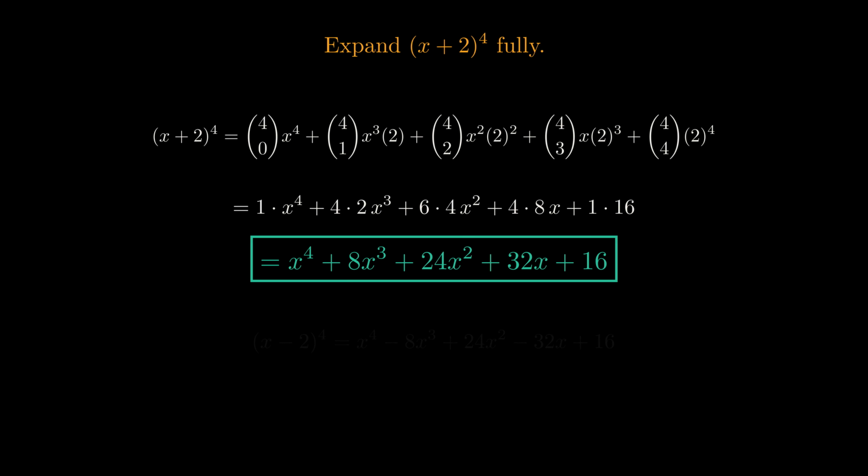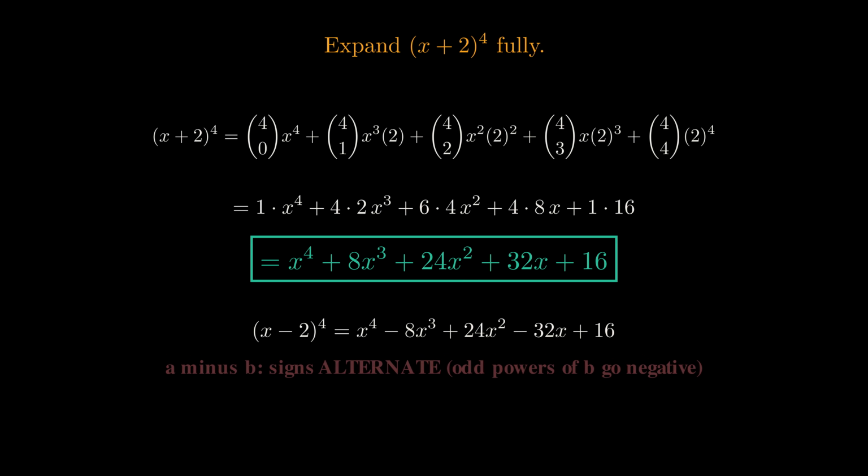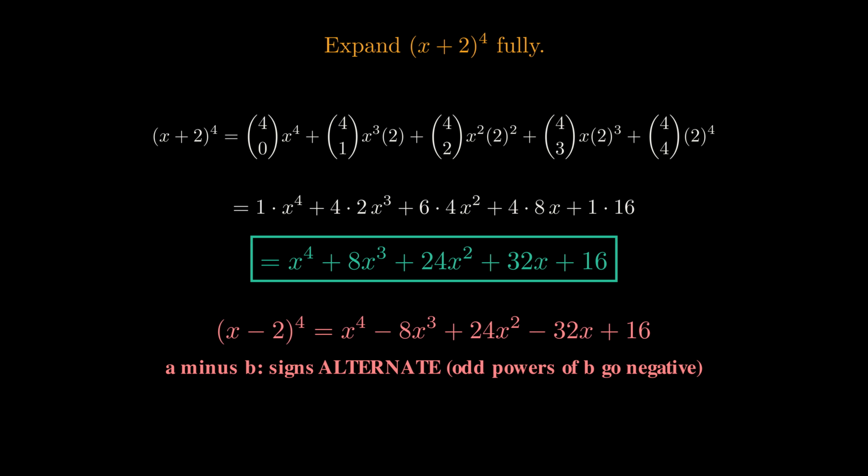Here's the edge case examiners love. Change the plus to a minus. Everything is identical except the sign. Because b is now minus 2, the odd powers of b turn negative, so the signs alternate. Plus, minus, plus, minus, plus. Same numbers, flipped signs. Miss that, and you lose easy marks.